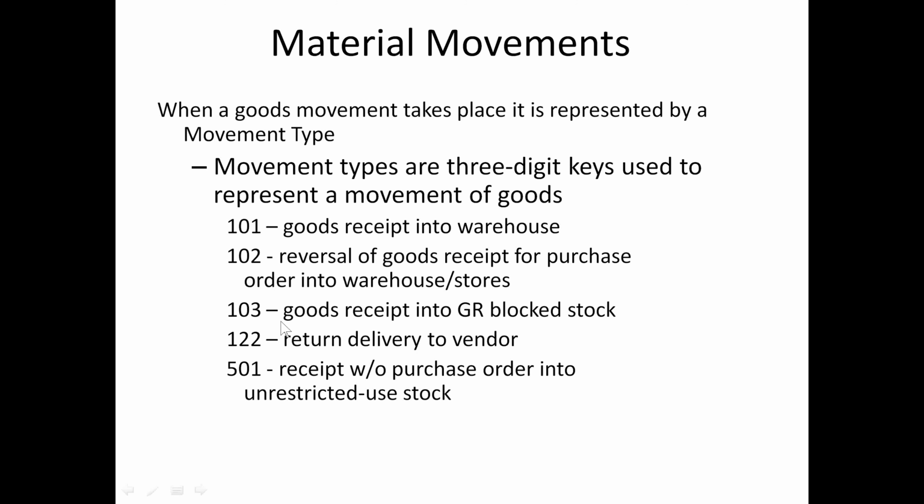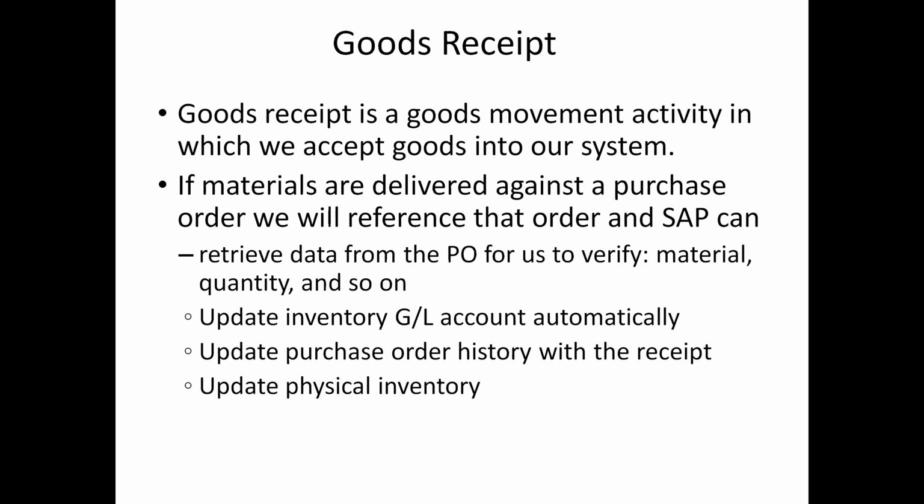103 is when you receive the material in a GR blocked stock. 122 is return delivery to vendor; you can send that material back to the vendor with movement type 122. 501 is you receive the material without a purchase order. So inventory management is all about movement types in SAP.